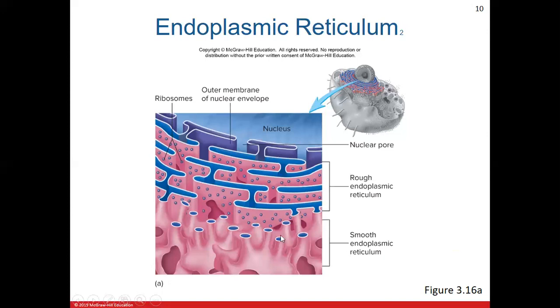And you have a section of endoplasmic reticulum after that known as smooth, which is going to accomplish the other functions.